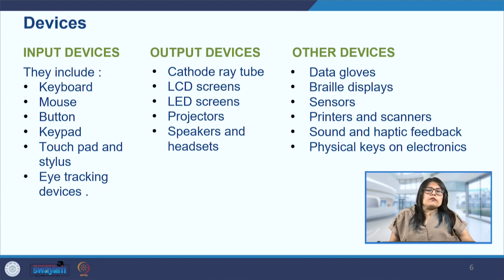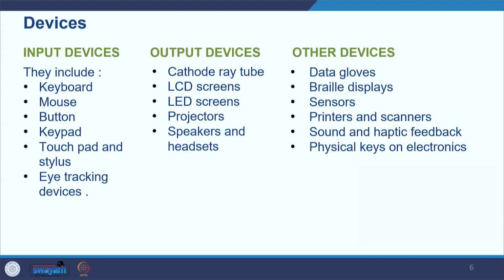We are quite familiar with some of these devices, such as the keyboard, mouse, button, keypad, touchpad, stylus. These are the input devices, and the output devices could be a cathode ray tube, LCD screens, LED screens, which are now giving us that output in terms of a display or a visual representation of what we are inputting into the device, and also projectors and speakers and headsets for the auditory output.